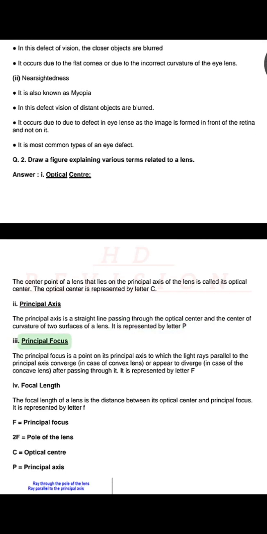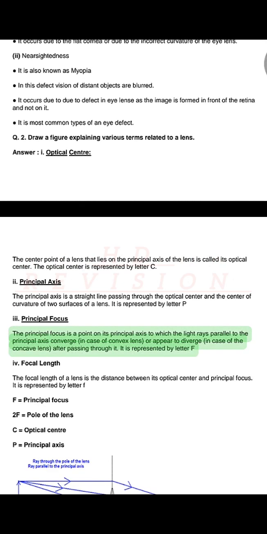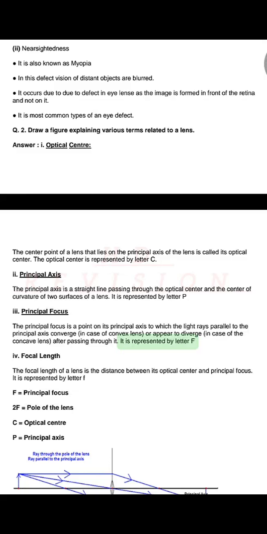III. Principal focus. The principal focus is a point on its principal axis to which the light rays parallel to the principal axis converge in case of convex lens, or appear to diverge in case of the concave lens, after passing through it. It is represented by letter F.